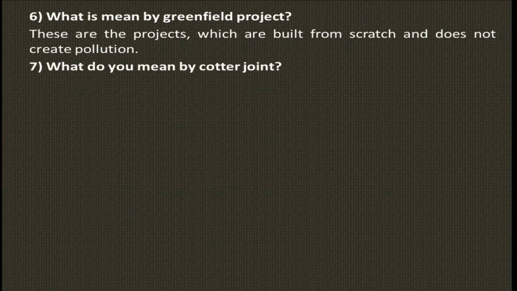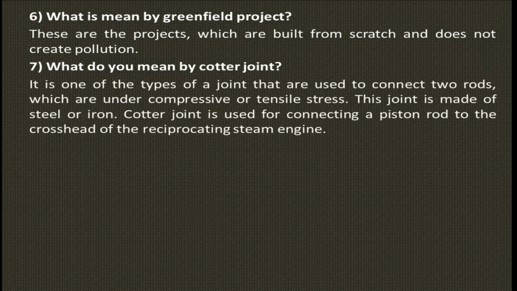Question number 7. What do you mean by cotter joint? It is one of the types of joint that are used to connect two rods which are under compressive or tensile stress. This joint is made of steel or iron. Cotter joint is used for connecting a piston rod to the crosshead of the reciprocating steam engine.